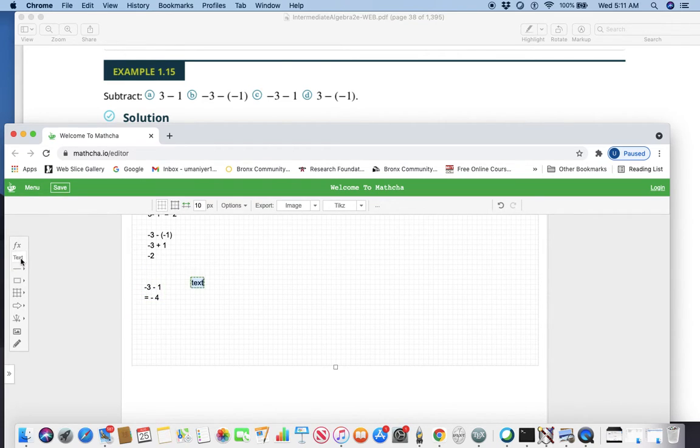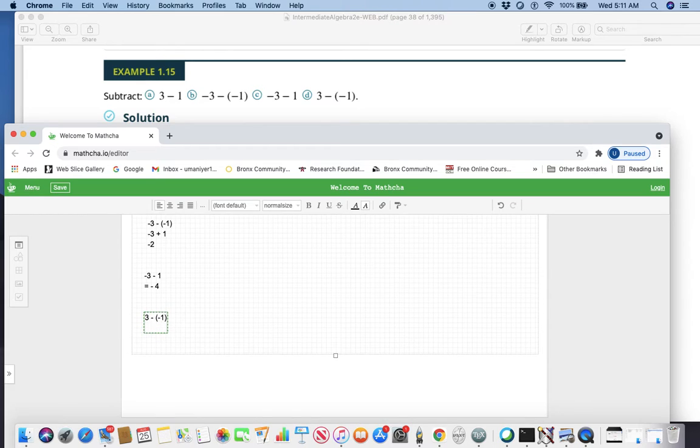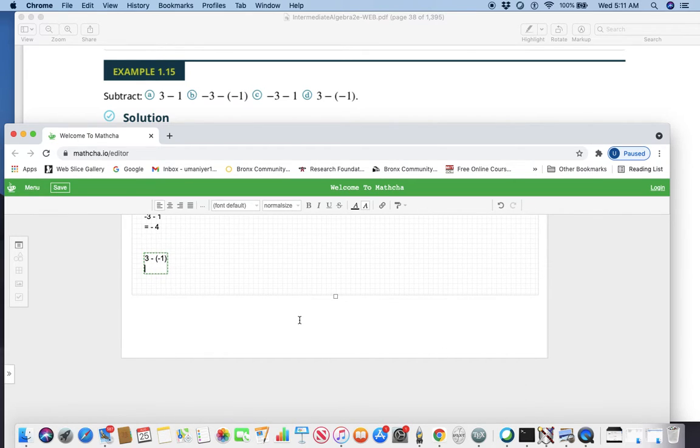Next, you have 3 minus negative 1. Well, you are starting with positive and you're taking away negative. Remember, taking away negative is adding something positive. Another way of thinking, negative followed by negative is a positive. So 3 plus 1, that's a 4. All right.